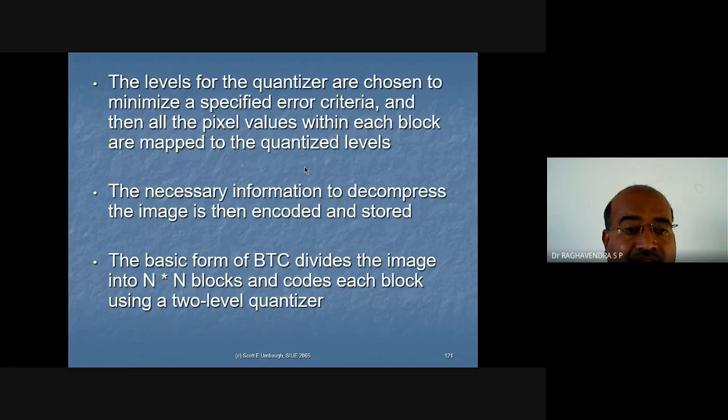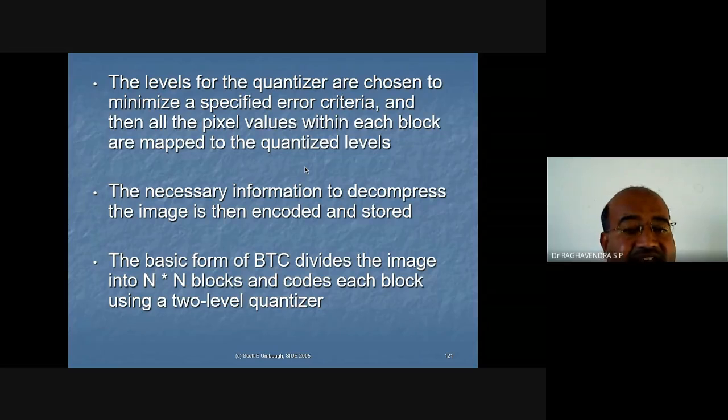Next, the levels of the quantizer are chosen. The levels can be identified in order to minimize the error criteria. If there is any kind of error, something which is not normal, then in those scenarios we have to identify the quantization levels so that we can overcome the error. Then all the pixel values within each block are mapped to the quantization levels. Once we have identified the pixel or gray level values, we assign them to the appropriate band using the quantization levels.